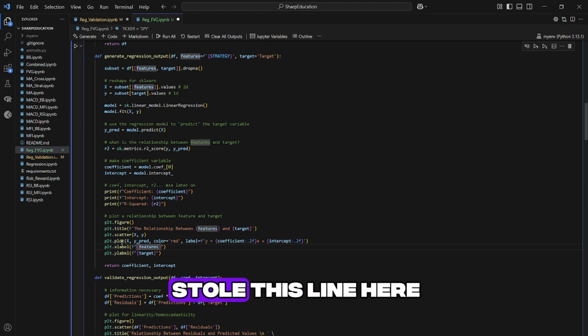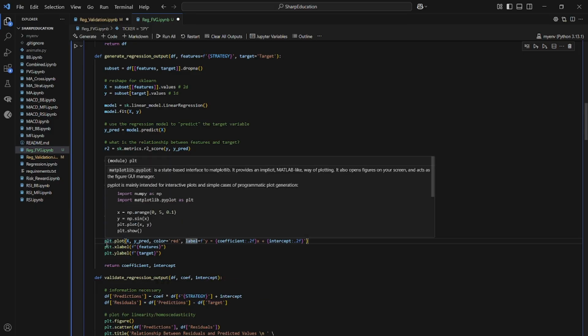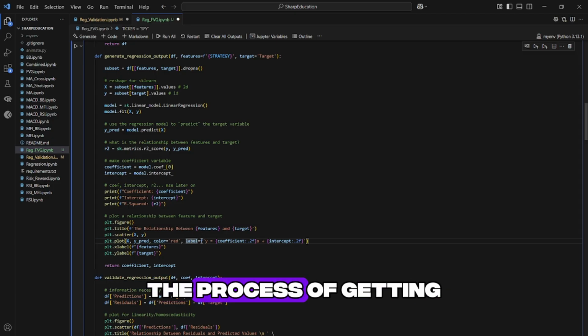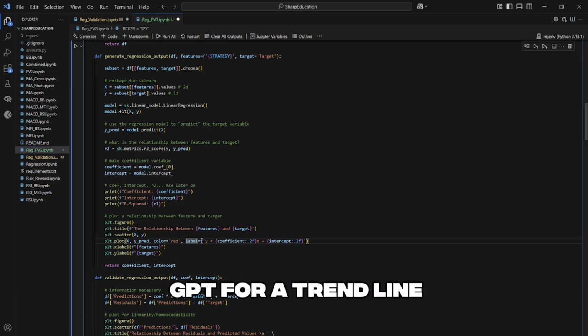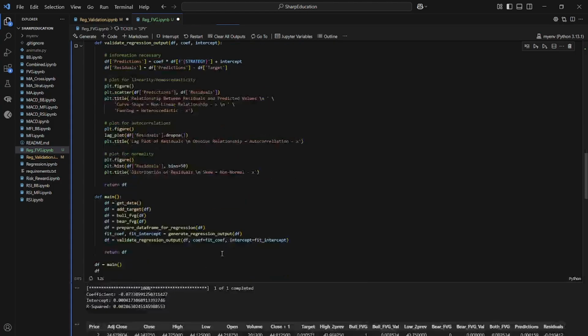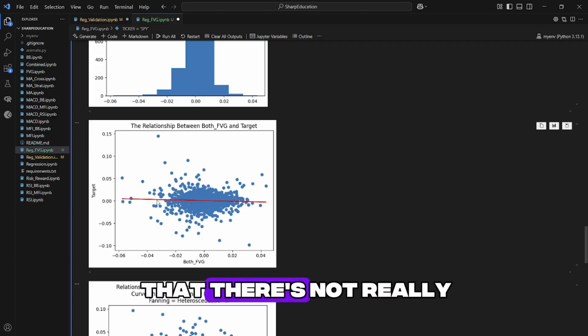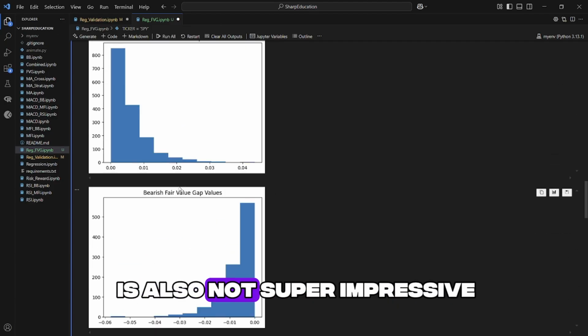Yeah, so I just stole this line here from ChatGPT. It's the first time we've done this, but I'm getting a little bit lazy. Instead of showing you guys the process of getting it wrong and reading the documentation, I just asked ChatGPT for a trend line. And that's it. We now have a trend line, and you can see that there's not really a relationship, and the R-squared is also not super impressive.